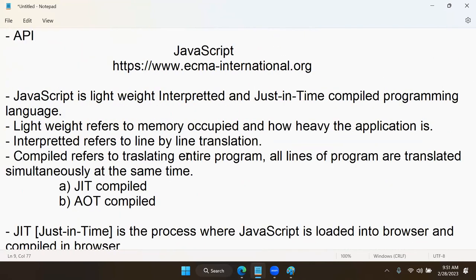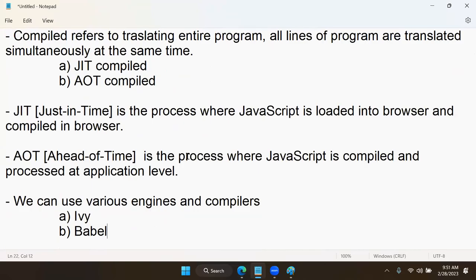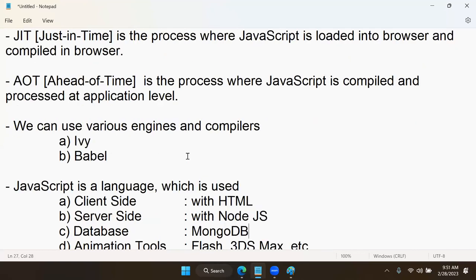JavaScript is a lightweight, interpreted, just-in-time compiled programming language. What is meant by interpreted? Line by line translation. What is meant by compiled? The complete program is translated at a time. And there are two types of compiling techniques: just-in-time compiling and ahead-of-time compiling. In just-in-time compiling, the code is loaded into the browser and compiled in the browser. In ahead-of-time compiling, the code is compiled and processed in the application, not in the browser.